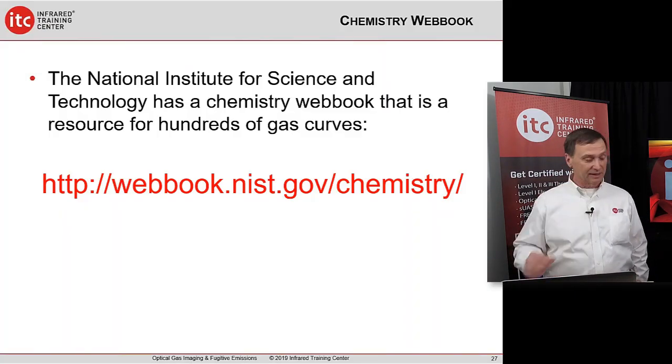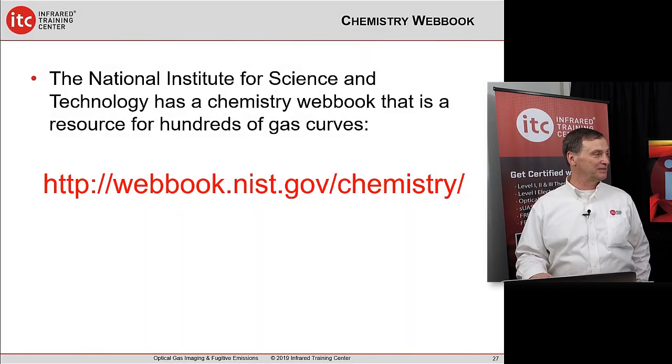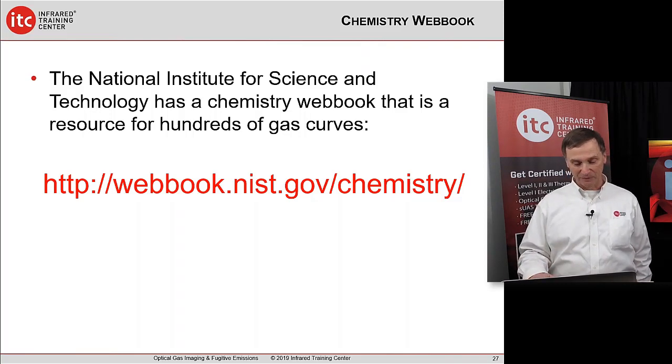And where all these data come from is the NIST webbook, webbook.nist.gov/chemistry. If anybody's interested, I have an entire library on an Excel spreadsheet, and I'd be happy to email that to anybody. It'll show you which gases are available.